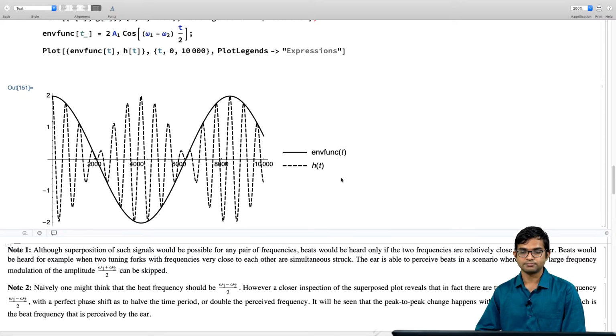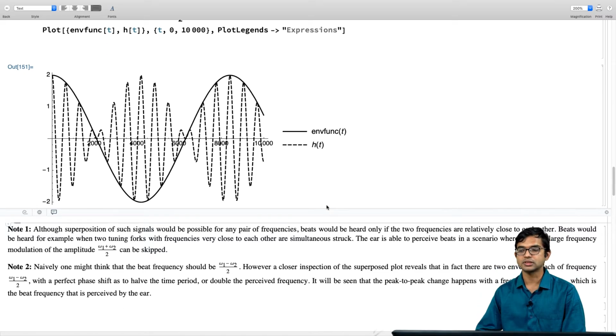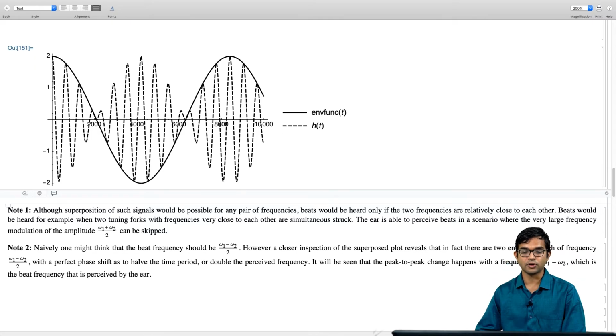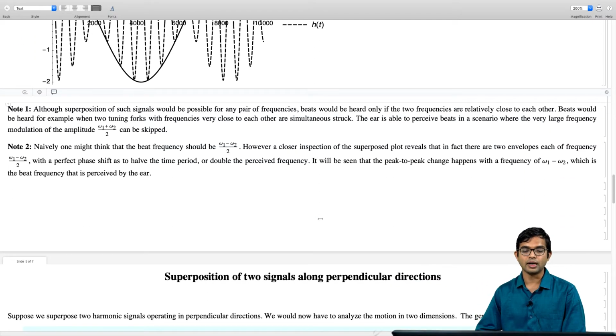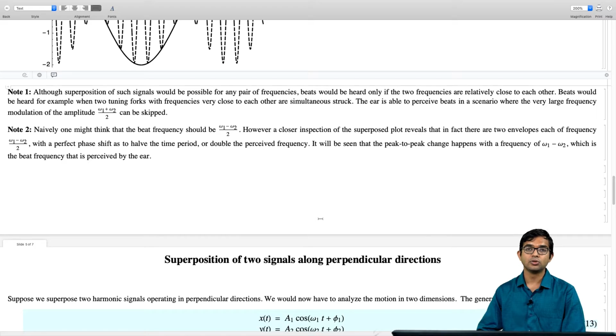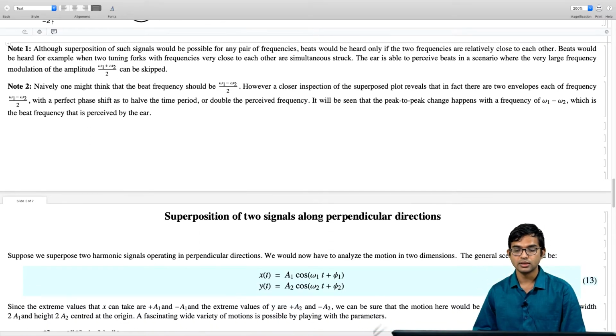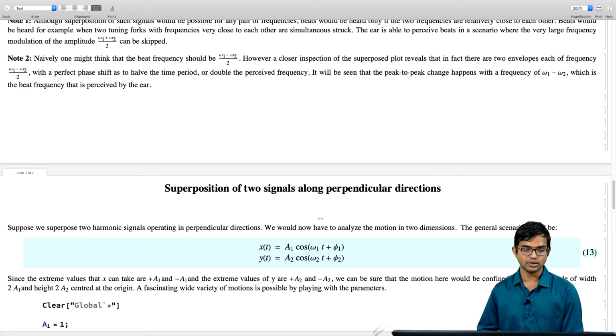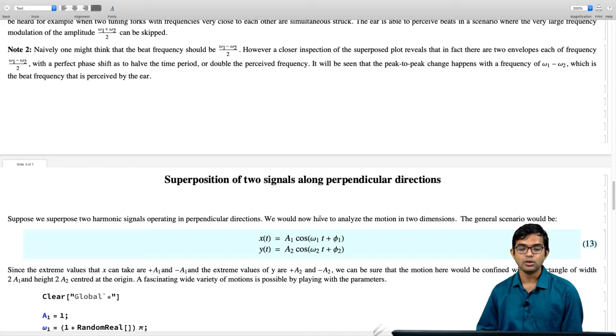Okay, so this is another example of superposition of oscillations and how you can visualize beat phenomena. Now we will go ahead and look at what happens if you have two signals which are being superposed along perpendicular directions. So there is a harmonic signal operating along the x-axis and another harmonic signal operating along the y-axis. And if you superpose these two, you're going to get motion which is two-dimensional, right?